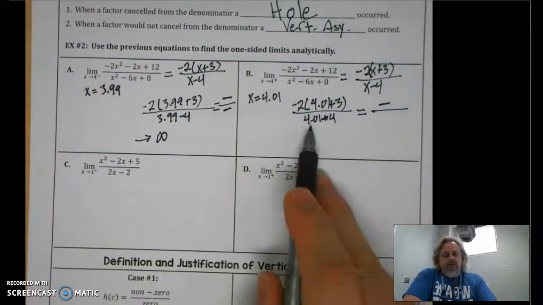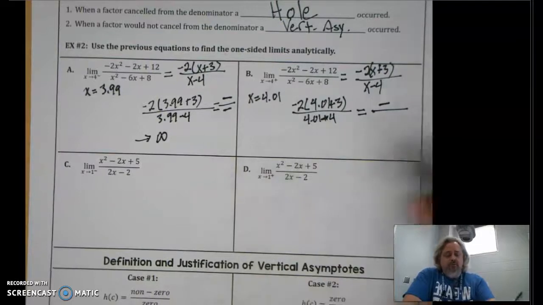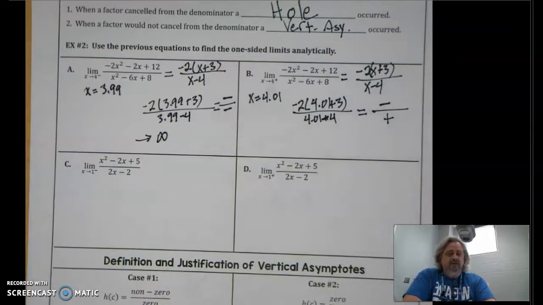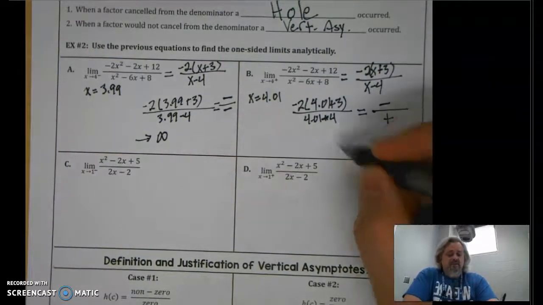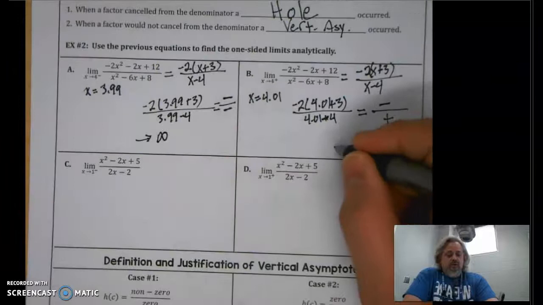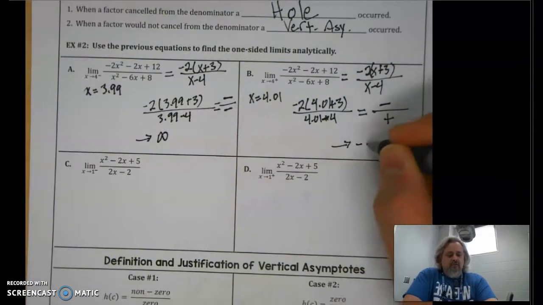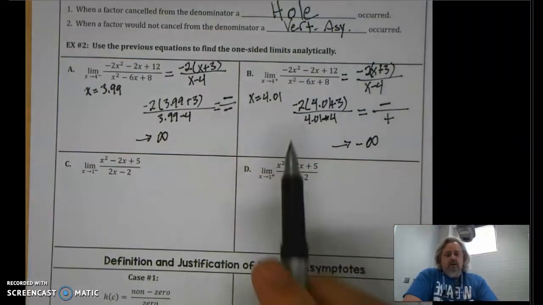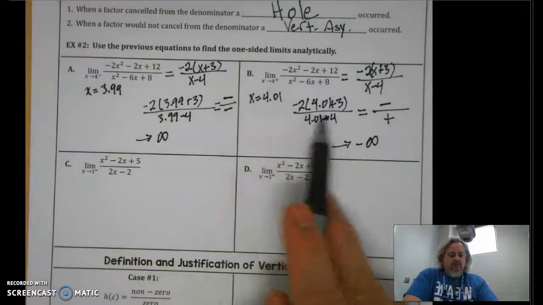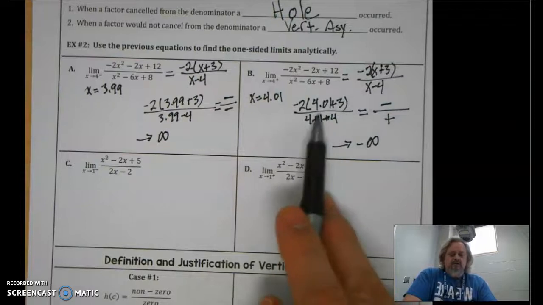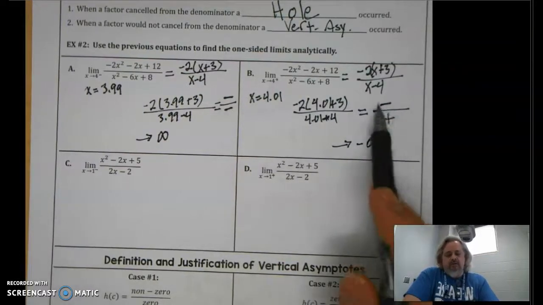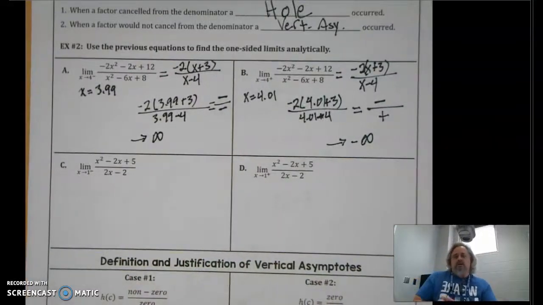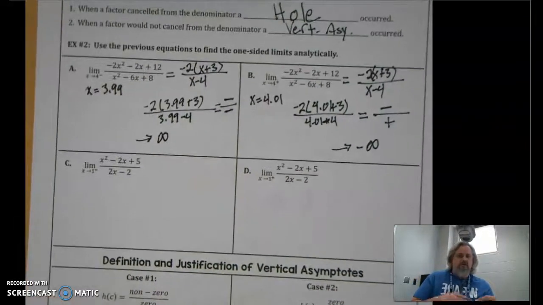And in the denominator, 4.01 minus 4 gives you 0.01 positive, so I have a positive number in the denominator. So negative divided by positive makes the whole thing negative. So that's why it will approach negative infinity in this example. Now, normally you could take a calculator and just plug those numbers in and actually figure out what the negative number here will be. But in this case, we don't actually have to work it all the way through.